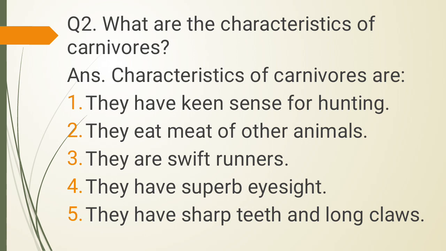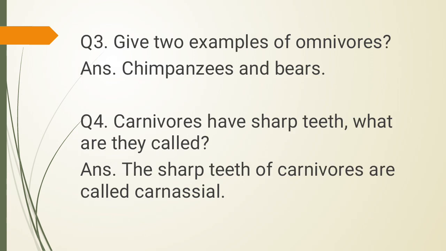And last but not the least, they have sharp teeth and long claws. Sharp teeth help them tear up the meat of other animals, and long claws help them hold on to their target very tightly. So these were the 5 main characteristics of carnivores. And let's move to question number 3.